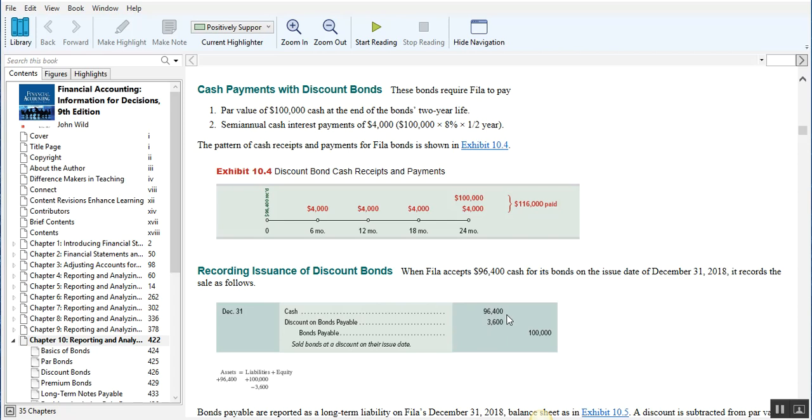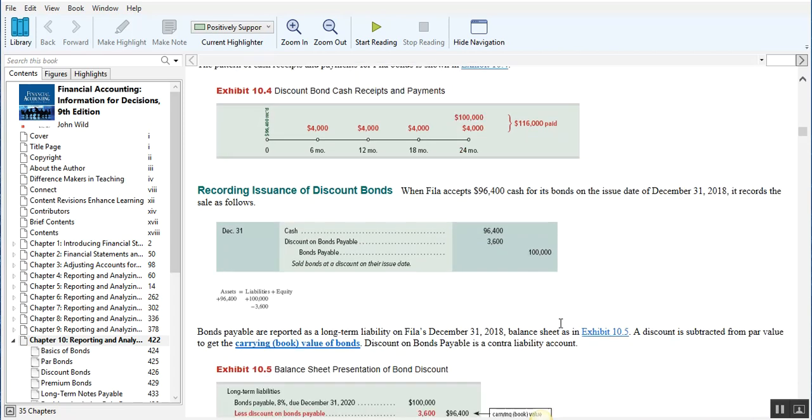So we're going to recognize the cash we received of 96,400, the discount on the bonds, which is the difference between the stated value and the cash we received of 3,600, and a discount is always a debit. And then we'll have a credit for the bonds payable of 100,000.